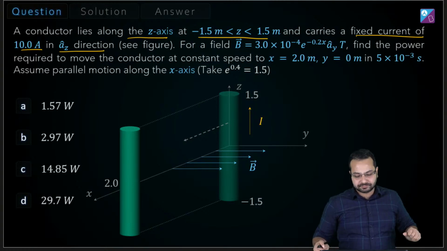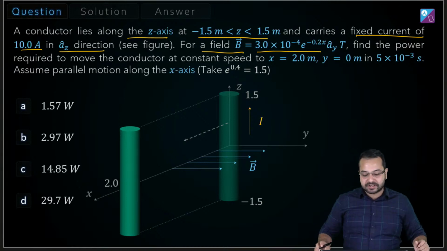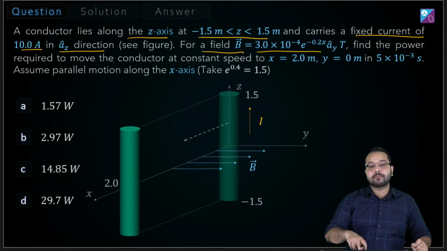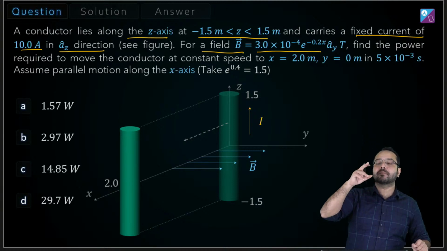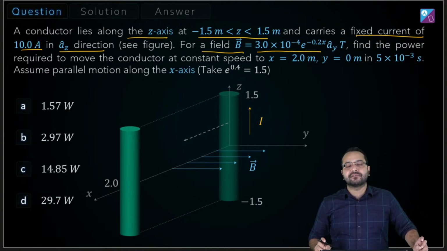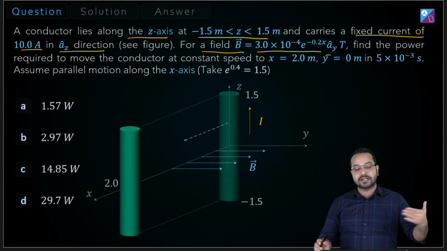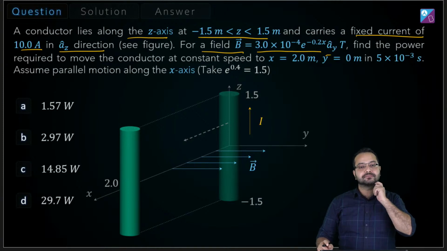For a magnetic field 3 into 10 to the power minus 4 e to the power minus 0.2 x ay Tesla. So the magnetic field is a function of x. Can you see that? It has e to the power minus 0.2 x, which means it is a function of x. And what is the direction of magnetic field? The direction of magnetic field is towards the positive y direction. Can you see that in the diagram? Check.